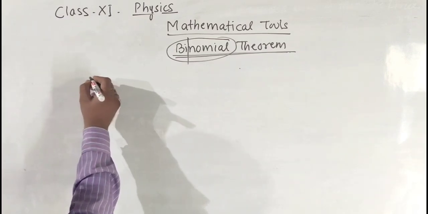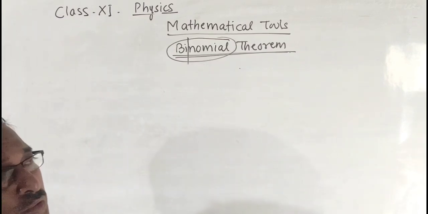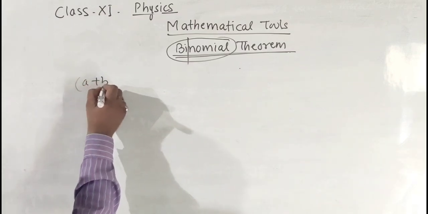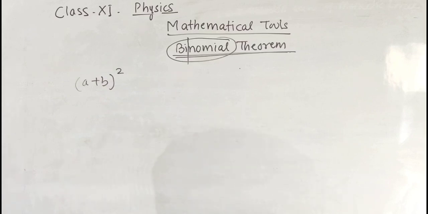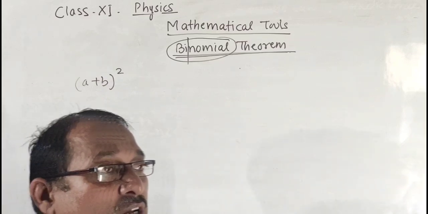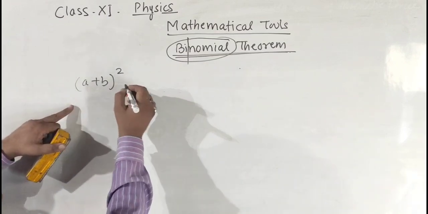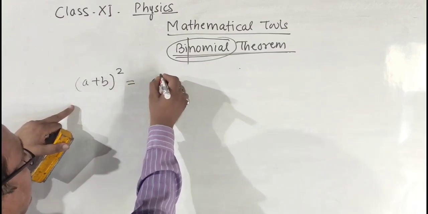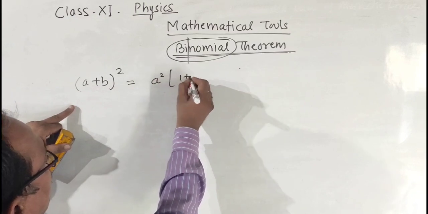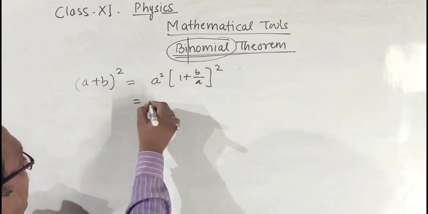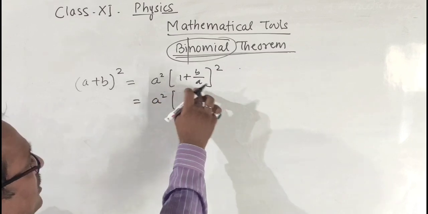Now let us use a very common expression which we have been using from class 6th, 7th, 8th: a plus b to power 2. This was the expression which we have been using since our childhood. Let us apply the same binomial theorem here. Then we can write a square, taking it common, times the whole square of 1 plus b by a, or to this we can write a square. Let us apply the binomial theorem.